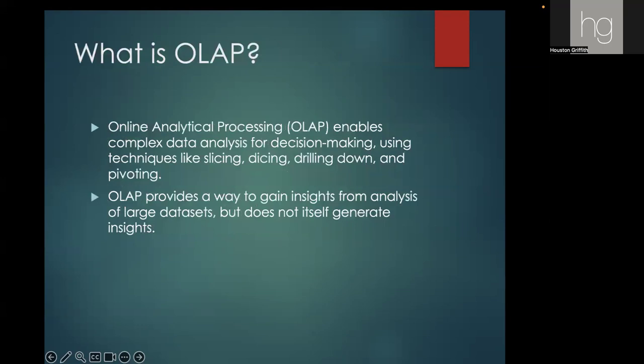Next, I'm going to explain what OLAP is. OLAP, or Online Analytical Processing, enables complex data analysis for decision-making using techniques like slicing, dicing, drilling down, rolling up, and pivoting. OLAP provides a way to gain insights from analysis of large data sets, but it does not itself generate those insights.